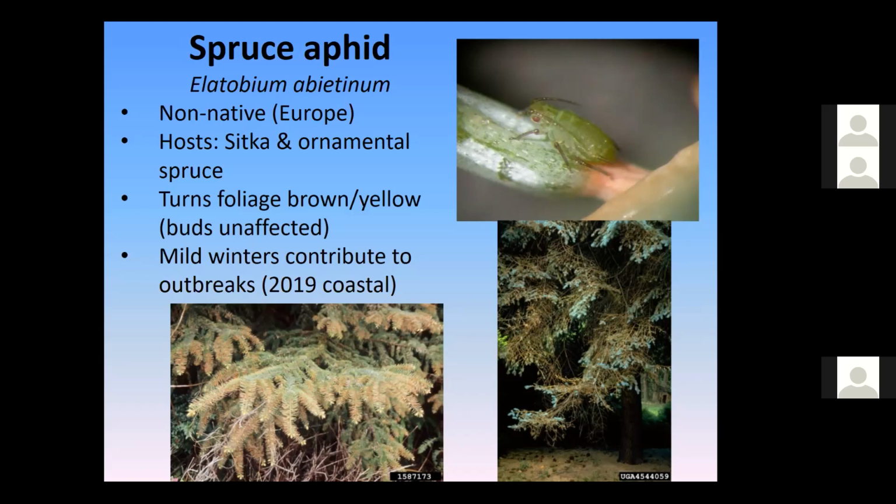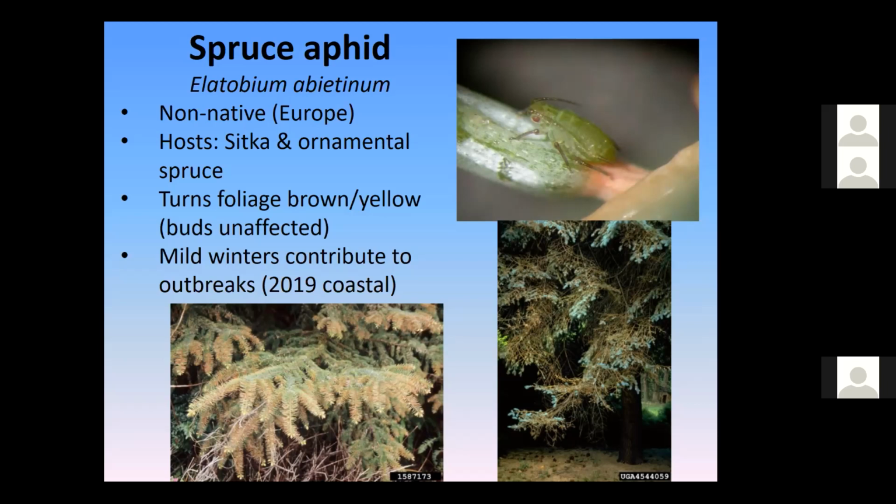So it's another non-native from Europe. And this is a little aphid that crawls around. It's this bright green color, easy to see. But it's active during the winter, kind of like that tiger moth caterpillar I talked to you about. And so normally our winters are cool enough that we don't see issues with this. But every once in a while you get a mild, warmer winter, and that just allows more of them to survive. And they go to town at that point.